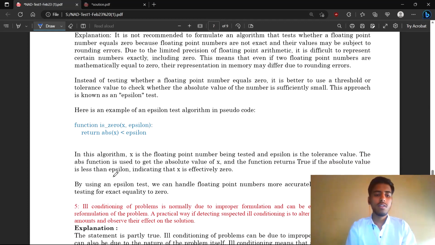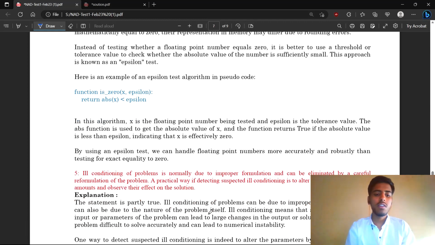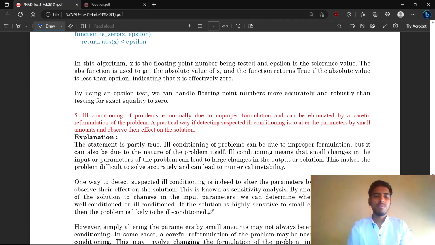You can see it also. In this algorithm, x is the floating point number being tested and epsilon is the tolerance value. By using an epsilon test, we can handle floating point numbers more accurately and robustly than testing for exact equality to 0. So it is true. By default it is true.